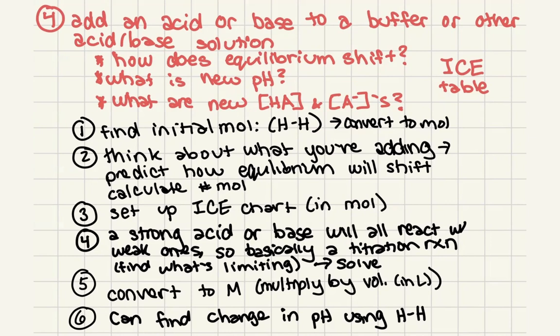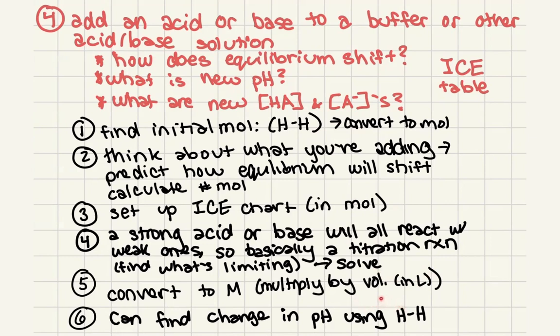And you don't even have to solve crazy quadratic formulas in order to find it. Then if you need molarity, you can just convert it back to molar by multiplying by your volume. And remember that's in liters, because molar is moles per liter. And then you can find the change in pH using Henderson-Hasselbalch.